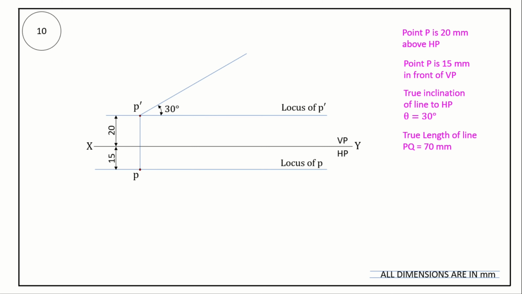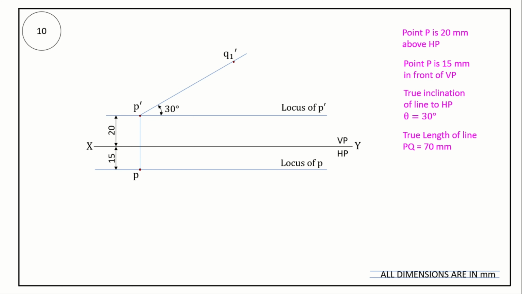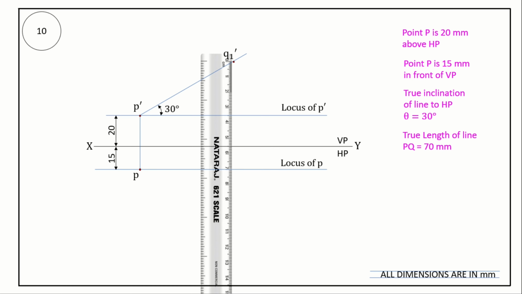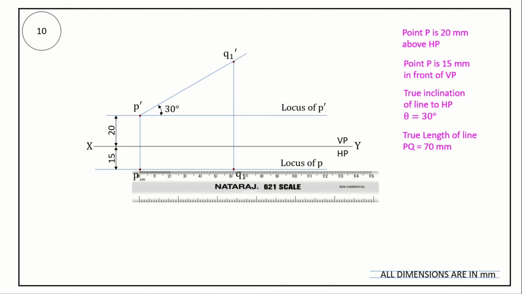It is given true length of line PQ equal to 70 mm. Now from the point P dash measure 70 mm, mark the point Q1 dash. Here the length of P dash Q1 dash line is 70 mm and this line P dash Q1 dash is inclined at an angle of 30 degrees to XY. From the point Q1 dash draw a line perpendicular to XY. This line cuts locus of P at a point Q1. Measure the length of the line PQ1. This length is top view length equal to 61 millimeter.